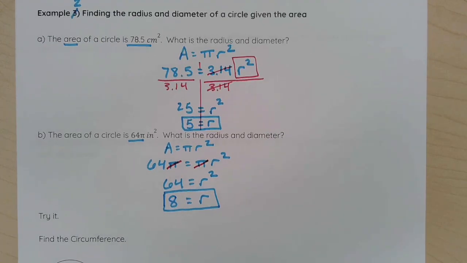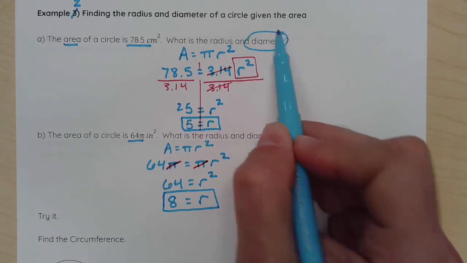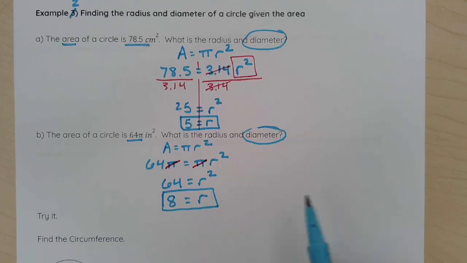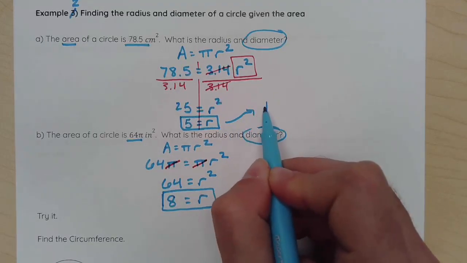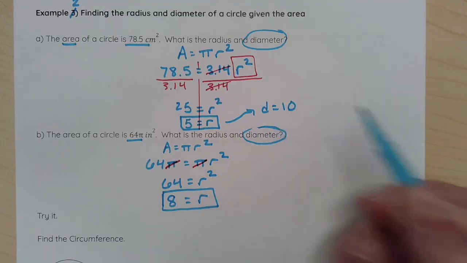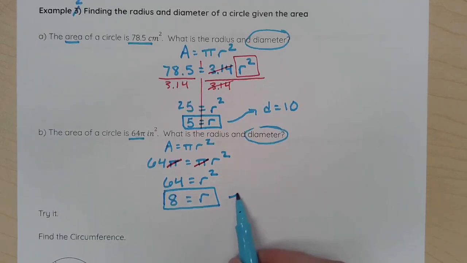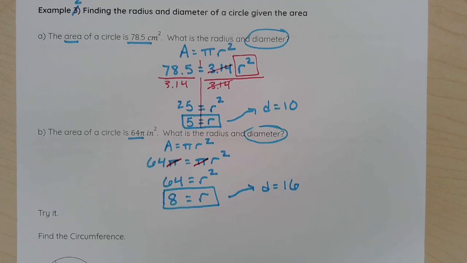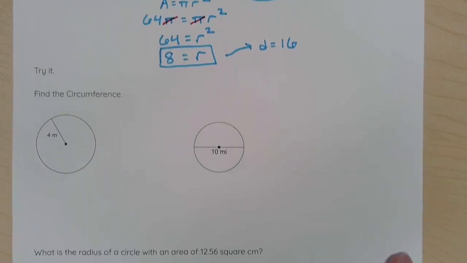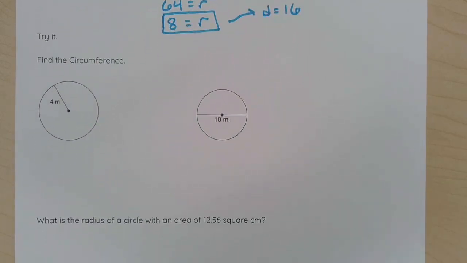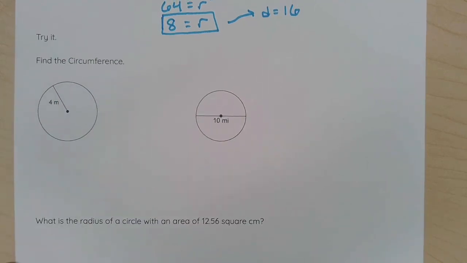Both of these questions also asked us to find the diameter, so I'm going to go back and do that. If r is 5, the diameter is 10. If r is 8, the diameter is 16. Why don't you pause the video here and try the 3 try-it problems. And make sure you find the area.